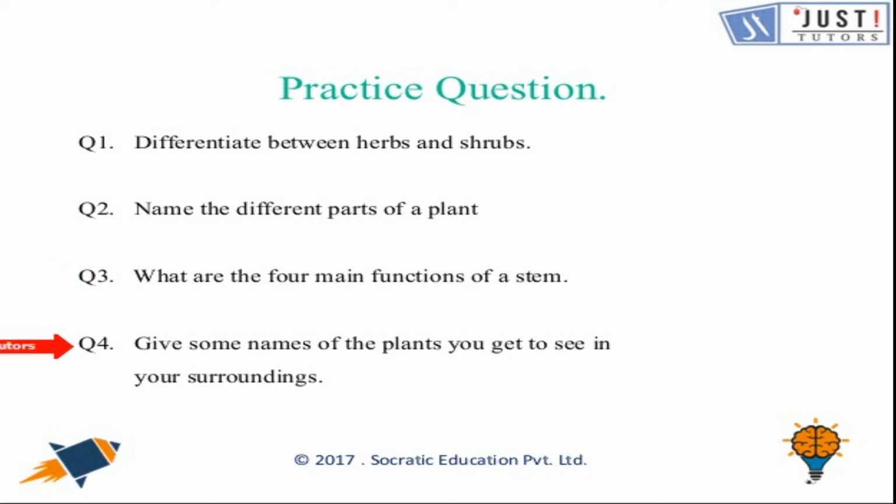Question 4 is give some names of the plants you get to see in your surroundings. Okay. So there are different types of plants. A rose plant, like neem tree. There are many trees, bamboo tree.